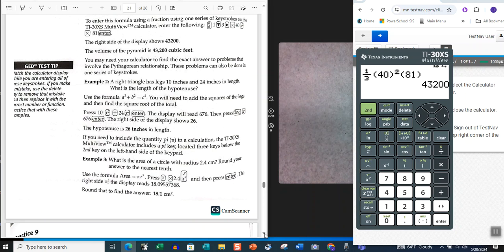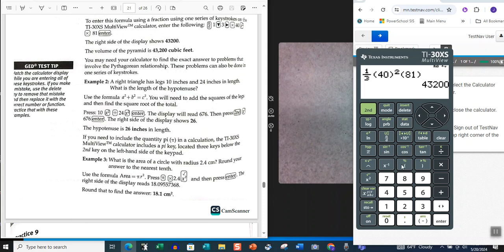Now we go here to example 2. It says a right triangle has legs 10 inches and 20 inches in length. What is the length of the hypotenuse? Now we know the Pythagorean theorem has a squared plus b squared equals c squared. And you know, of course, it's a right triangle. So we will use this formula here. Now it tells us it has legs 10 inches and 24 inches. So we would let A be 10 and B would be 24, and we're trying to solve for C.